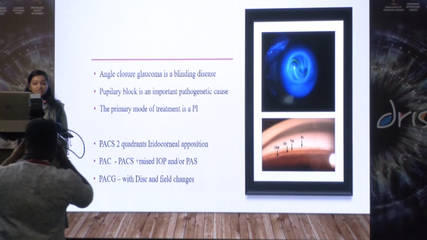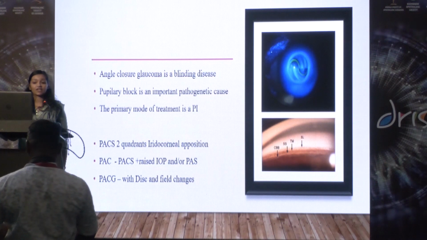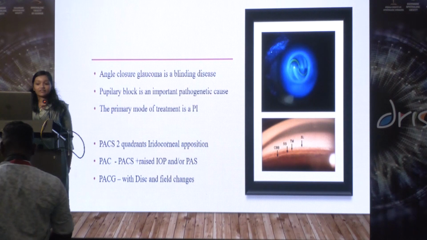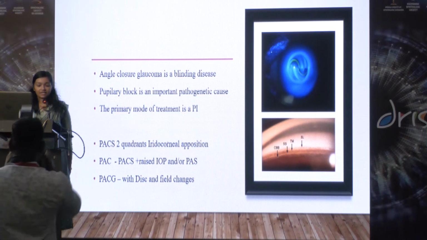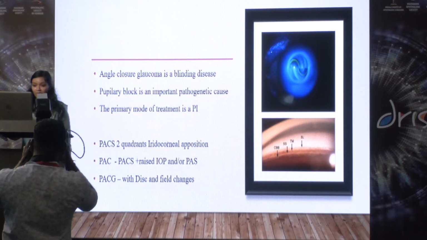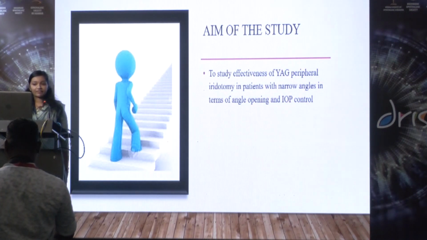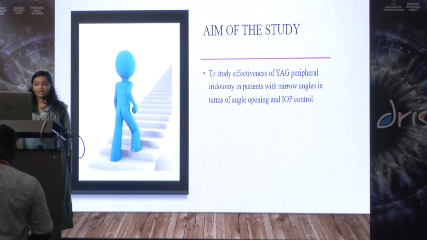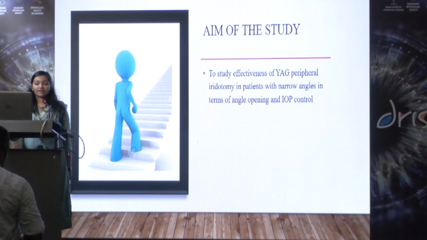When a person harbors a narrow angle with two quadrants of iridocorneal apposition, it's known as primary angle closure suspect. Along with that, when there is raised IOP or presence of peripheral anterior synechiae, it is known as primary angle closure. And when there are disc and field changes, it's known as primary angle closure glaucoma. Aim of this study is to study the effectiveness of YAG peripheral iridotomy in patients with narrow angles in terms of angle opening and IOP control.